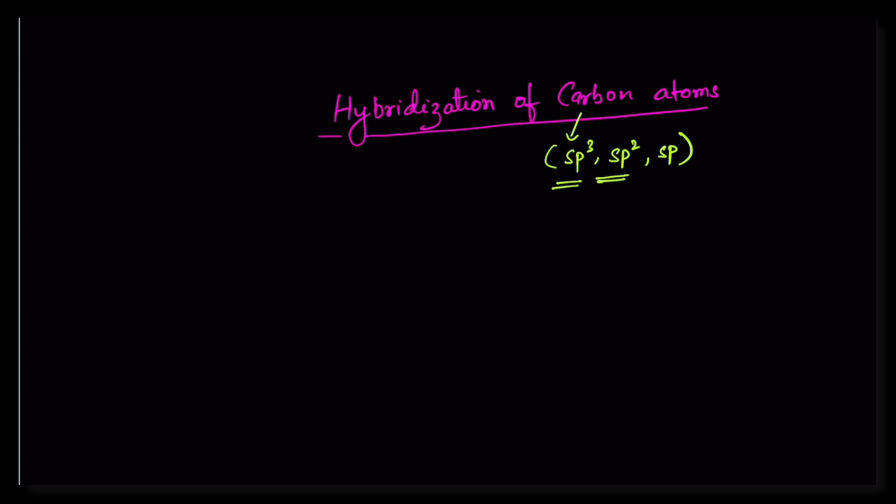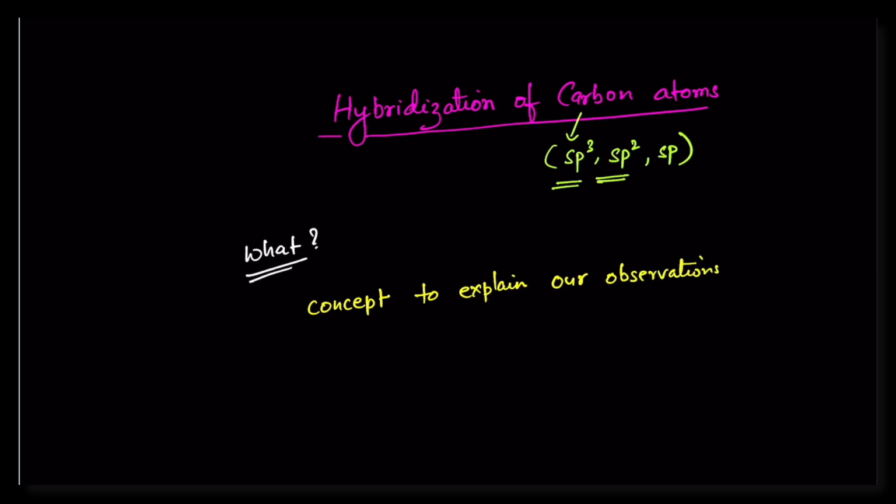Let's start by first discussing what hybridization is. Hybridization is a concept. Like many other concepts in organic chemistry, it is a concept that we use to explain our observations about structures of compounds or the geometry of the compound.